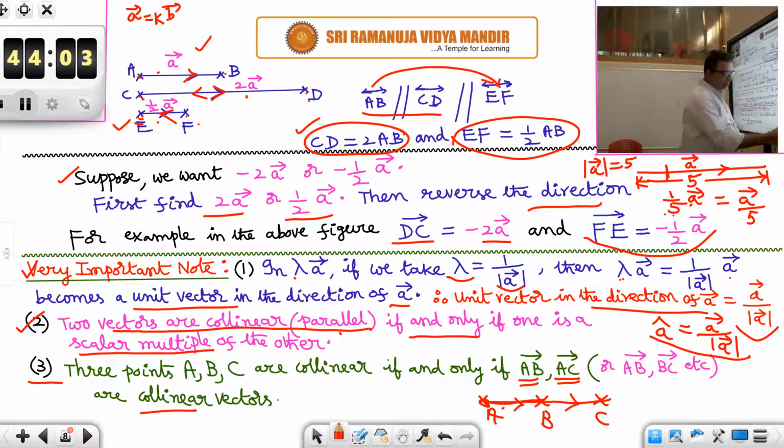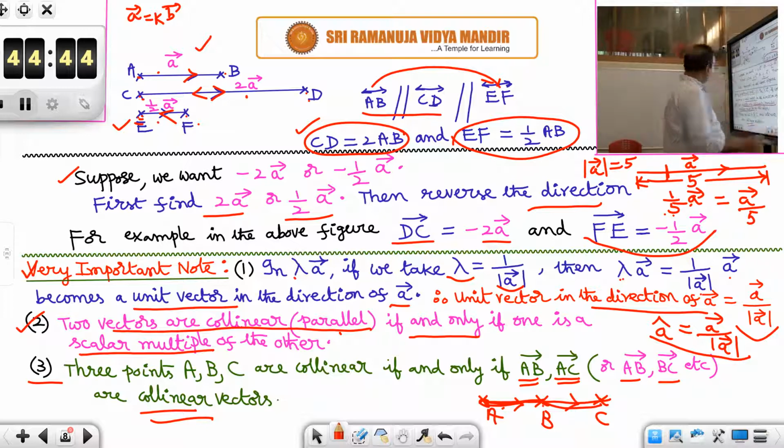Or you can take not only AB bar, AC bar, you can take AB, BC also. AB bar, BC bar. Any two vectors by joining 2 points. 3 points are there. Take any 2 points and join them, you get one vector. Take any other 2 points and join them, you get a different vector. If these two vectors are collinear vectors, how to check whether they are collinear? If they are collinear, then one can be obtained by multiplying the other by a scalar. So, if one vector is obtained by multiplying the second vector by scalar, then you know that they are collinear.